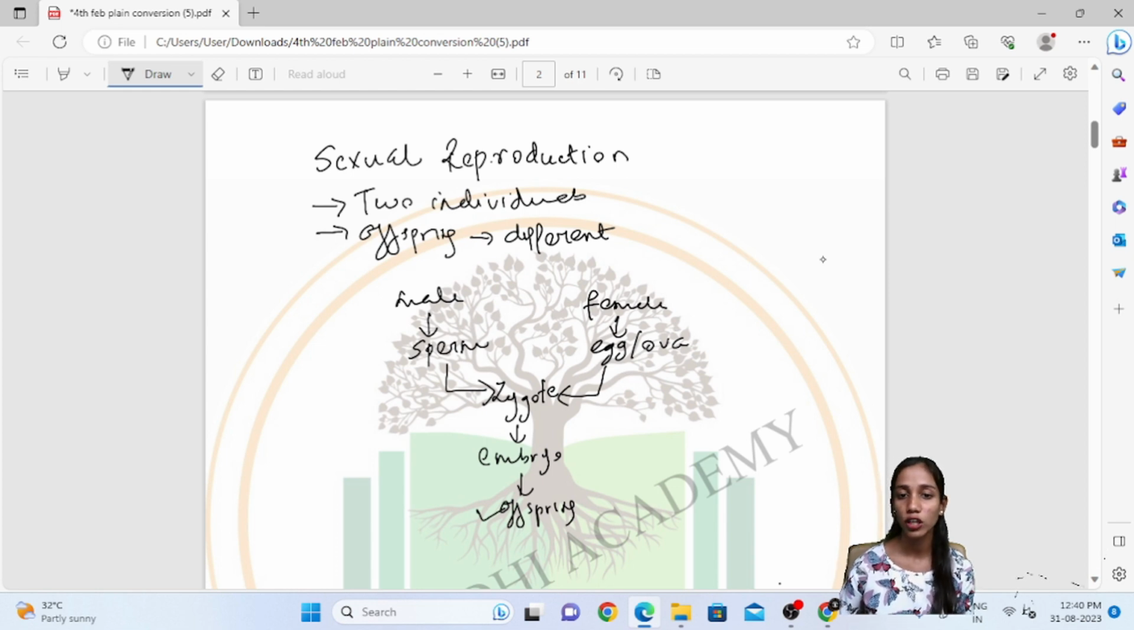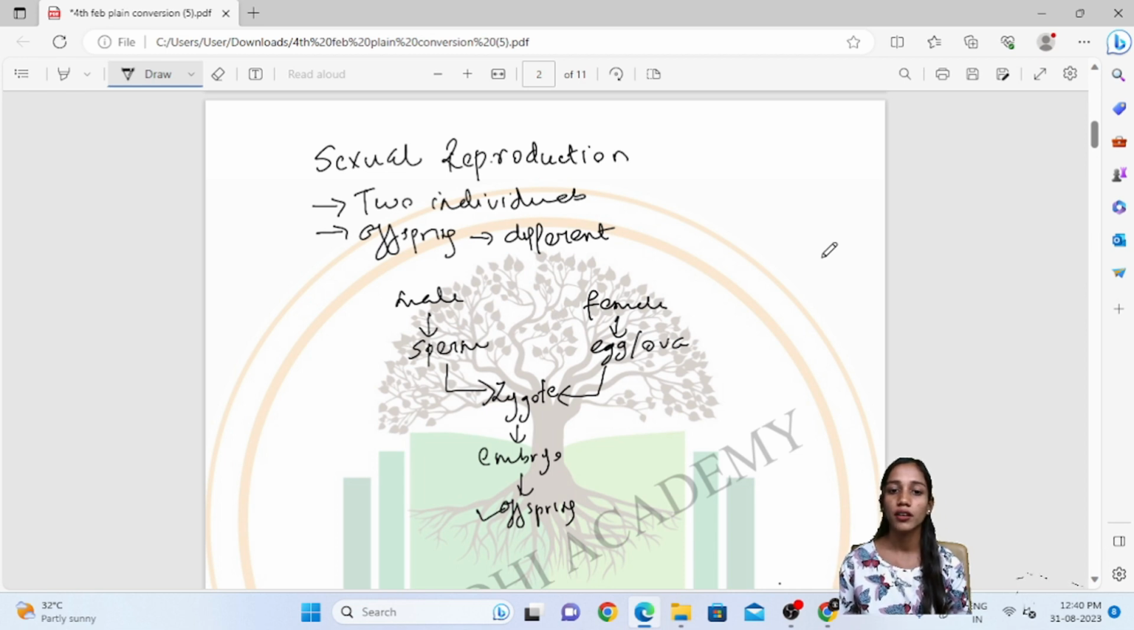In this case, the offspring will not be identical to either of them. The offspring won't be identical either to the male or the female. It will have the characteristics of both the male and the female, unlike asexual reproduction, wherein the offspring produced is an exact copy of the parent.